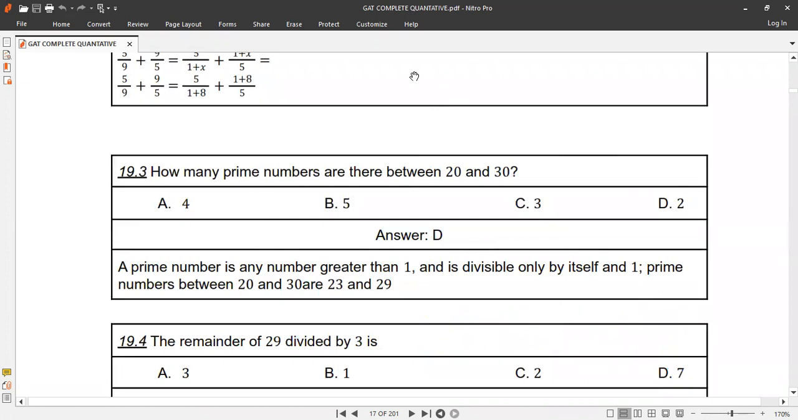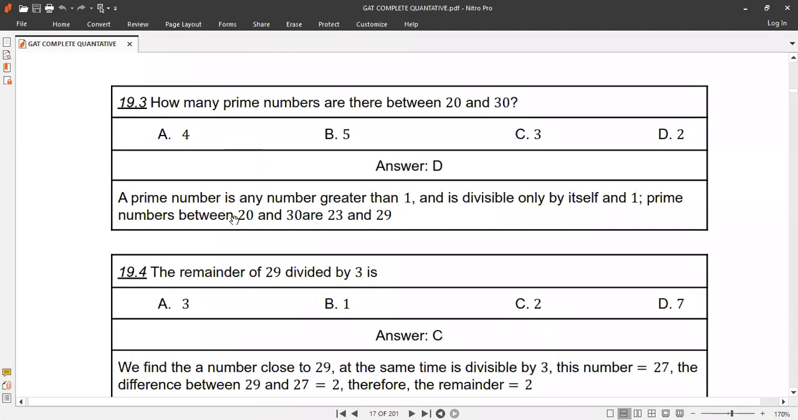Now, the remainder of 29 divided by 3 is an easy question. Find the closest number less than 29 which is the product of multiplying 3 by what? So 29 divided by 3 is 9, because 9 multiplied by 3 is 27, and the remainder is 2. The remainder is 2. The question is about the remainder. It's kind of an easy question, by the way, as you can see.